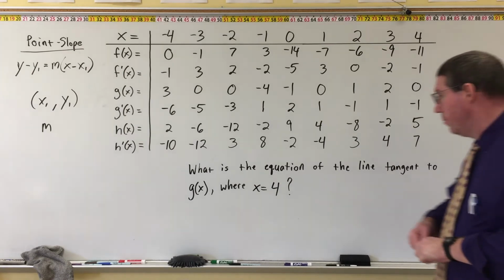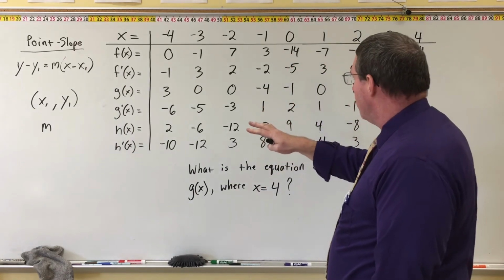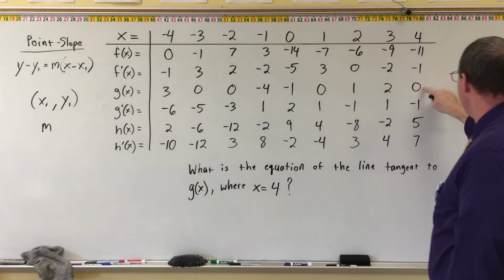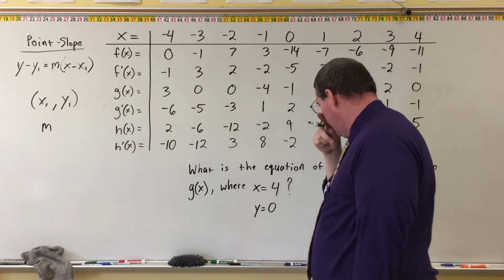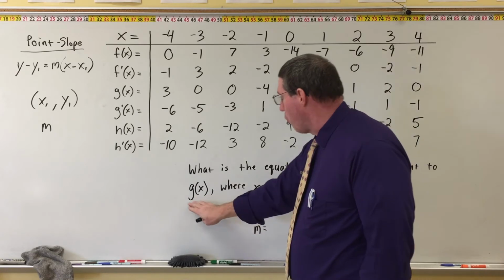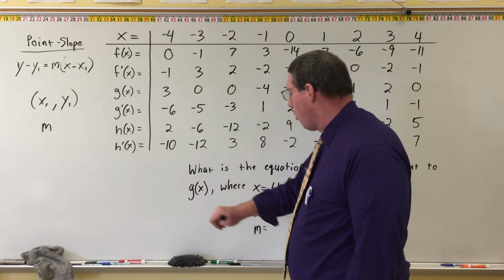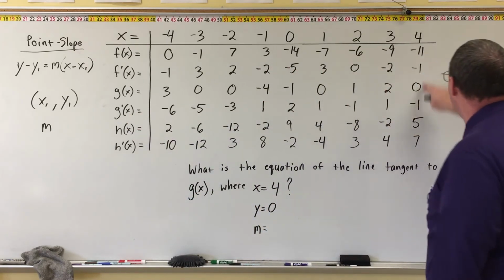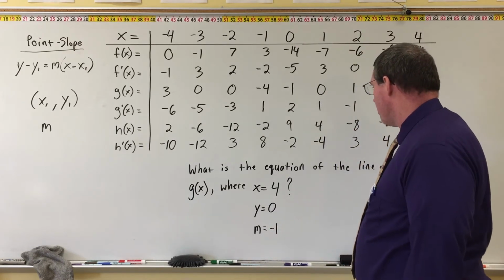All right, so let's see how you did. We've got x is equal to 4. Now we need the output value on g of x where x is equal to 4, which is 0. So when x is equal to 4, y is equal to 0. And now we just need the slope. So we need to go find g prime of x where x is equal to 4, so that's g prime of 4. Here, g prime of 4 is -1. Okay? And so now we're going to write it out.